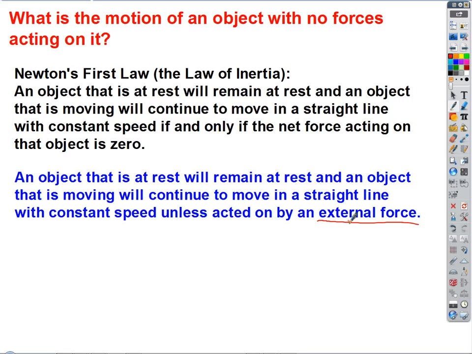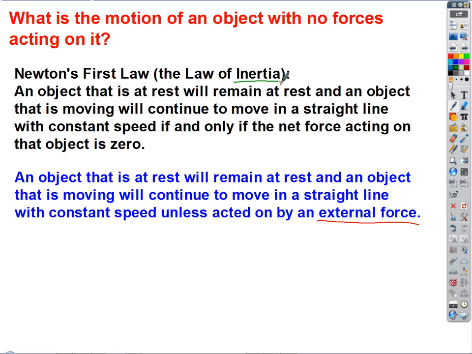So the law of inertia, I mean, what is this? We talk about this thing, inertia. This was originally talked about by Newton. He talked about the inertia of an object. The inertia is just defined as the tendency of an object to maintain its motion, right?